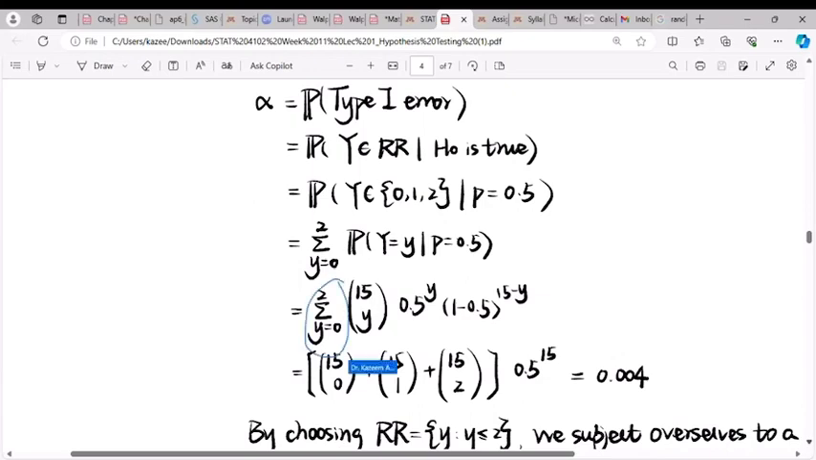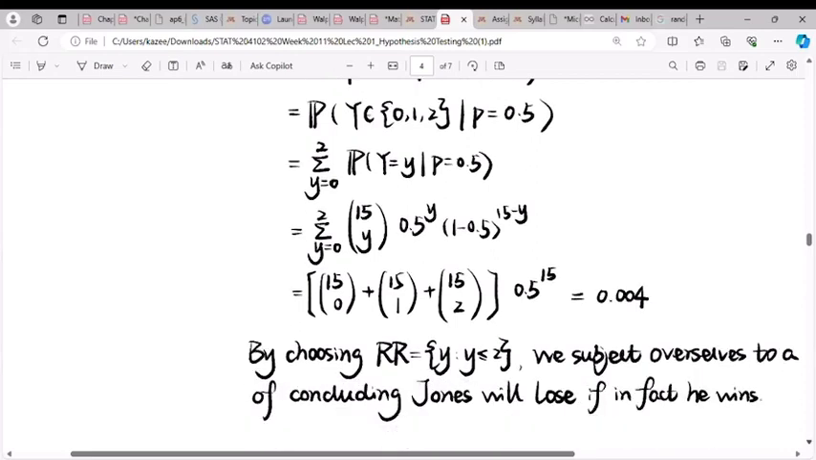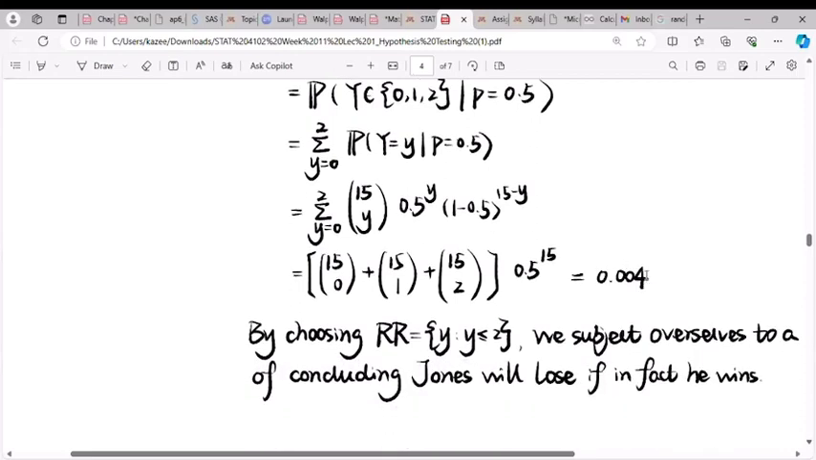Don't forget that we specified Y to be less than or equal to 2 under the rejection region. You plug in Y equal to 0, Y equal to 1, up to Y equal to 2, then add them up, and that will give you 0.004. Now 0.004 is the probability of committing type 1 error.